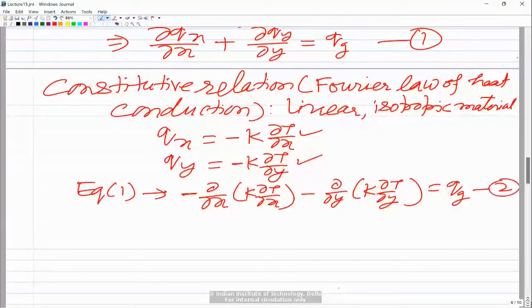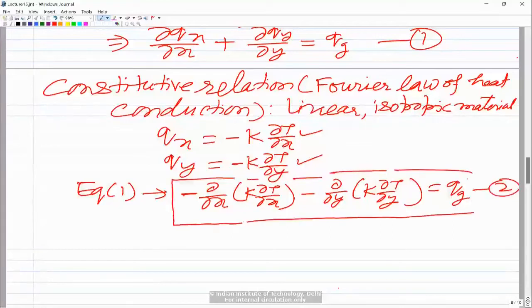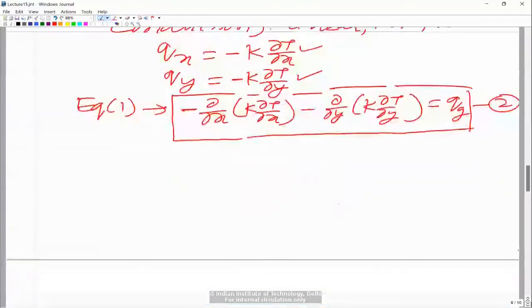Let us say this is equation number 2. This is now the governing differential equation of this problem, and we are interested in solving it. When we want to solve this equation, similar to the 1D problems we have discussed, we first write the weighted residual statement, then carry out the integration by parts and write the weak form.